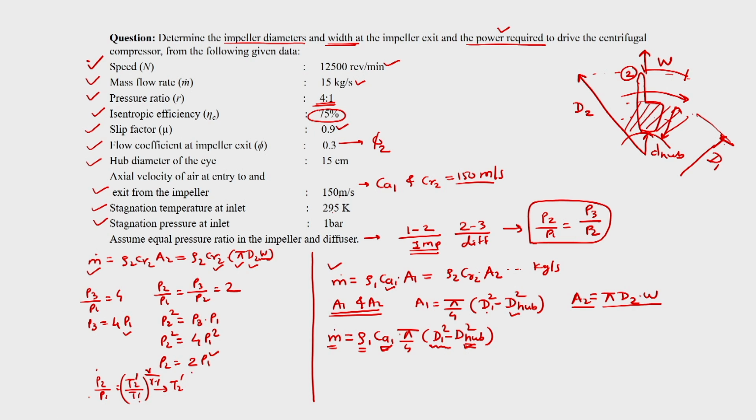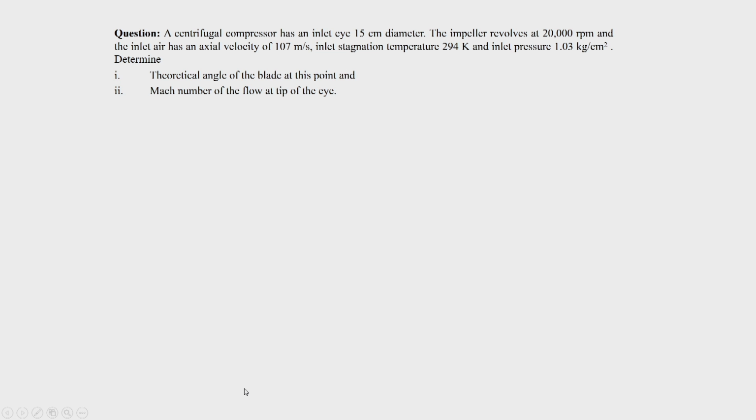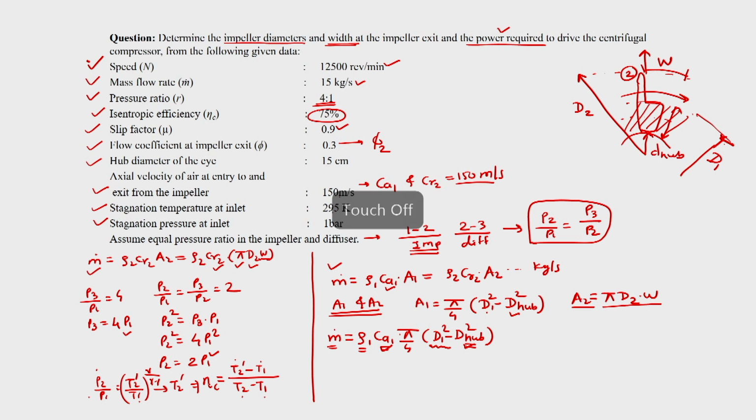But we are told that the isentropic efficiency of the compressor is 75%. So we know that compressor efficiency is ideal work divided by actual work. So T2 dash is known, T1 is known, T2 is unknown. So for the unknown T2, knowing the compressor efficiency, we can find out T2. So thus we have found out T2.